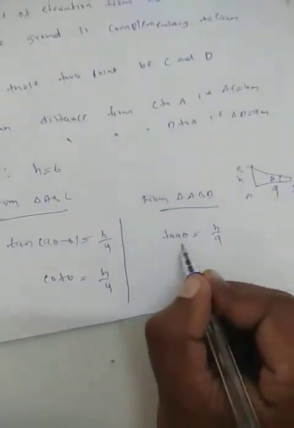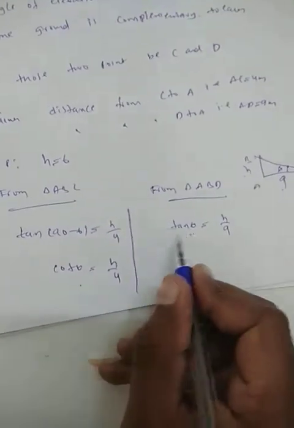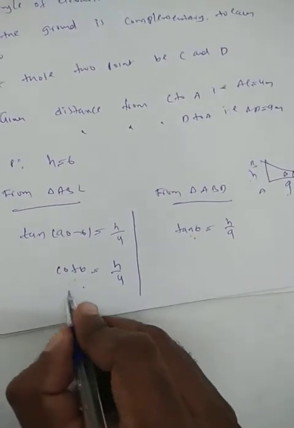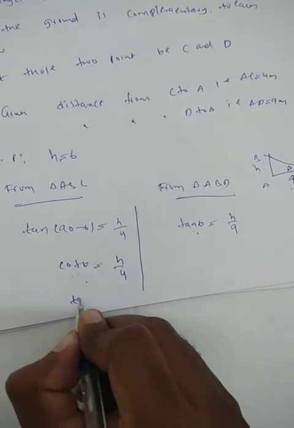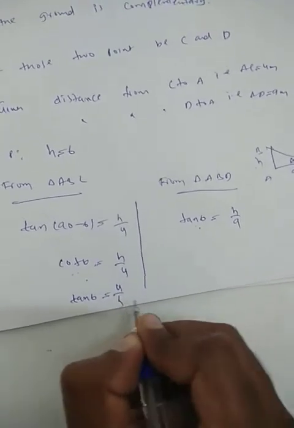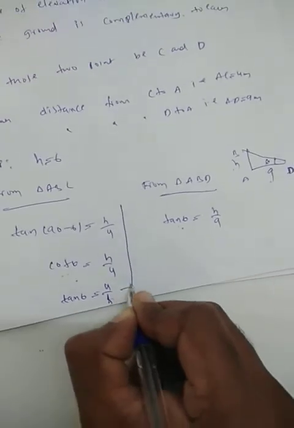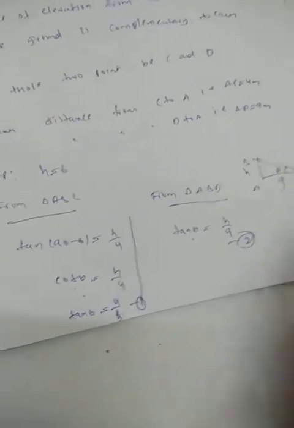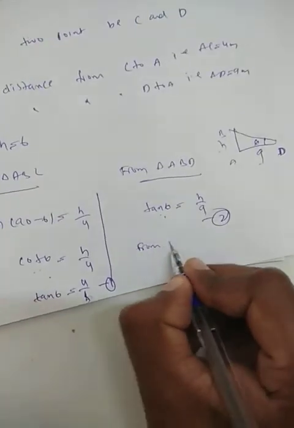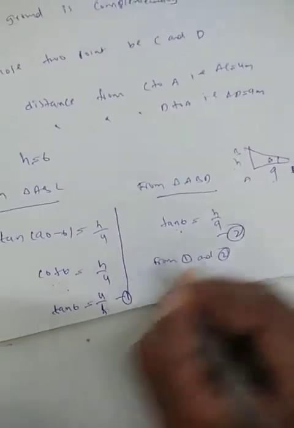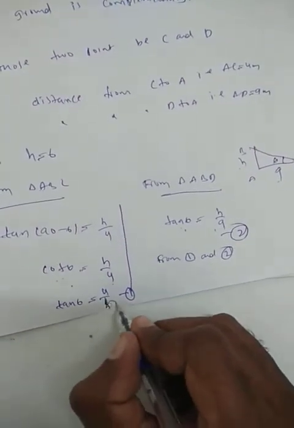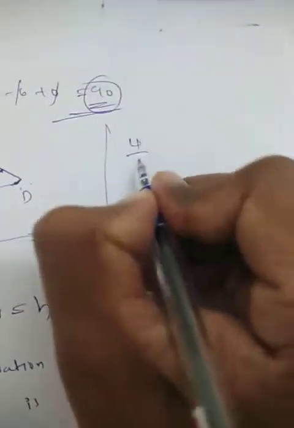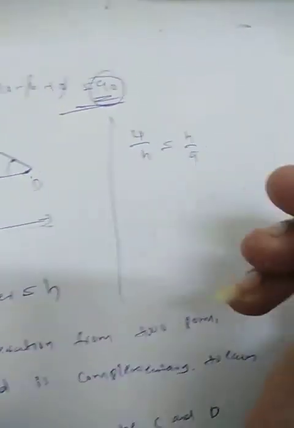Look here, I have tan theta here and cot theta here, so both are in terms of theta only. Tan and cot are reciprocals of each other, so I can write tan theta here as 4 by H. Mark it as equation number 1, and the other as equation number 2. Both are tan theta only, so from 1 and 2 both will be equal. 4 by H is equal to H by 9.